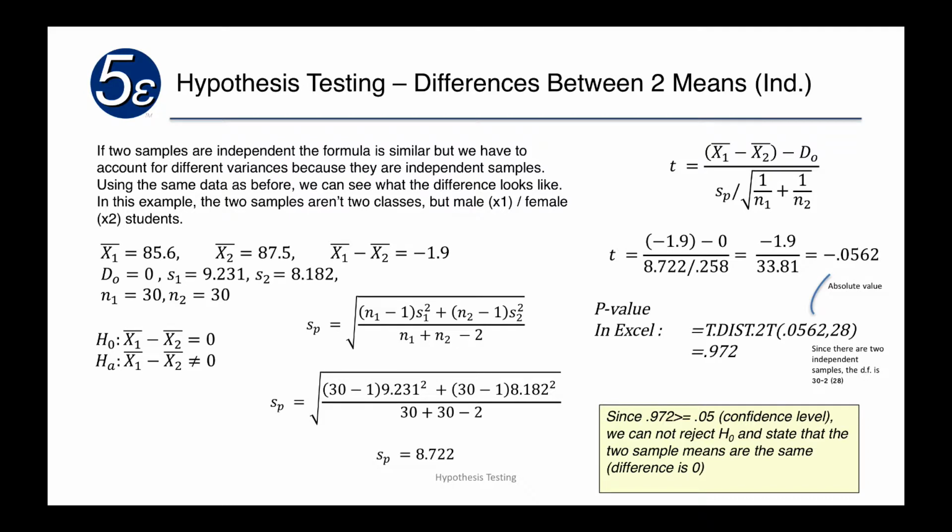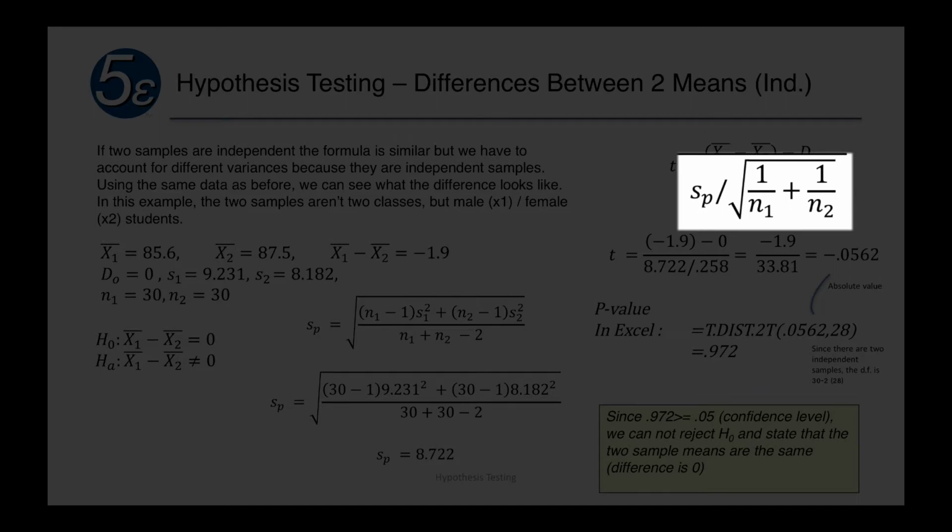We set up our hypothesis test: x1 bar minus x2 bar equals 0. Our alternative hypothesis, x1 bar minus x2 bar not equal to 0. Again, we're going to do a two-tailed test. So we can see here that the formula to the top right is generally the same, but the denominator has changed. We have a fraction in the denominator, which is the pooled standard deviation times the square root of 1 over n1 plus 1 over n2.